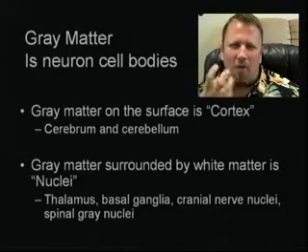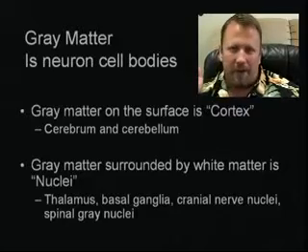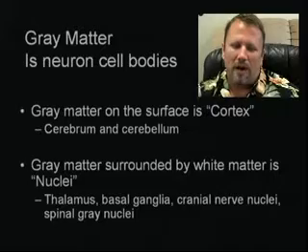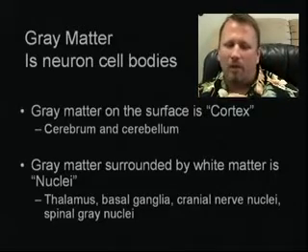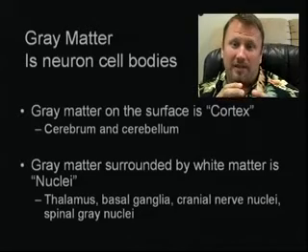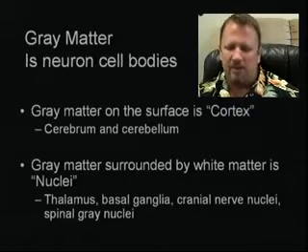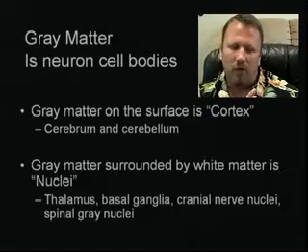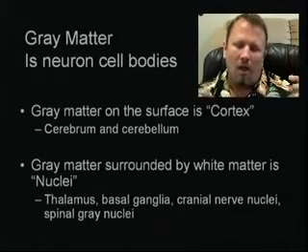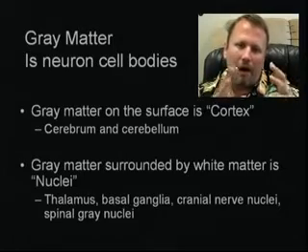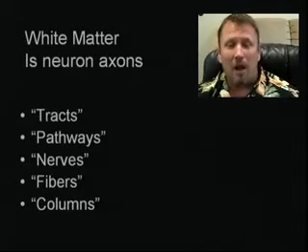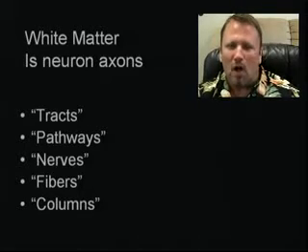But not all the cell bodies of neurons are on the outside of the cerebrum or the outside of the cerebellum. They're inside of the brain, surrounded by white matter, and we call them nuclei. And again, they're just collections of neuron cell bodies. The thalamus, the basal ganglia, the cranial nerve nuclei, the spinal gray nuclei, those are all gray matter embedded in the brain, surrounded by white matter. And keep in mind that white matter is just neuron axons.